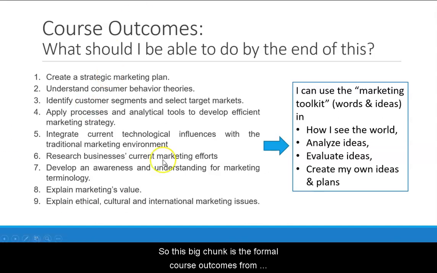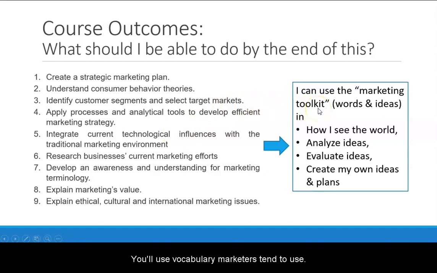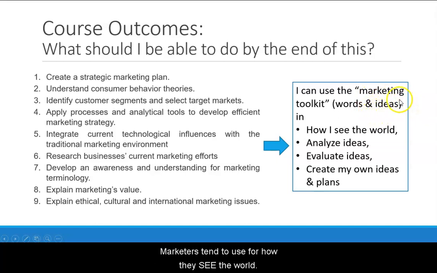So this big chunk is the formal course outcomes from the College of Business and Public Management. And if you'll notice, they're just very formal ways of saying that you'll have these skills. So you'll use vocabulary marketers tend to use. You'll know major ideas or assumptions marketers tend to use for how they see the world. You'll actually practice using those ideas and concepts by identifying, hey, that's an example of segmentation.